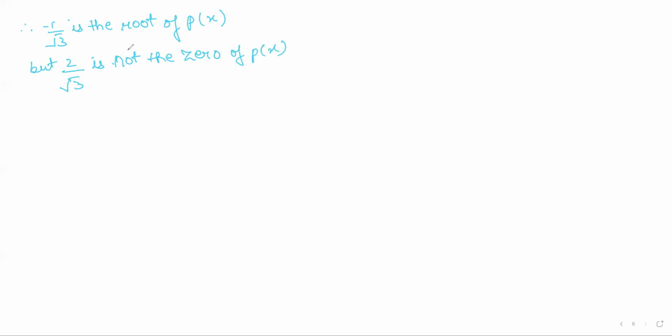Therefore, minus 1 upon root 3 is the root of P of x, but 2 upon root 3 is not the 0 of P of x. Root is also called as 0.